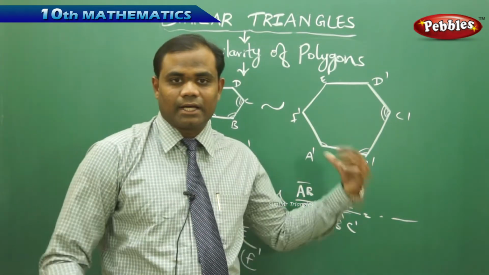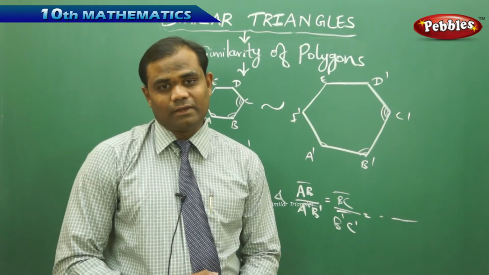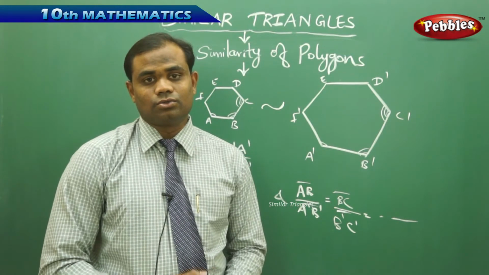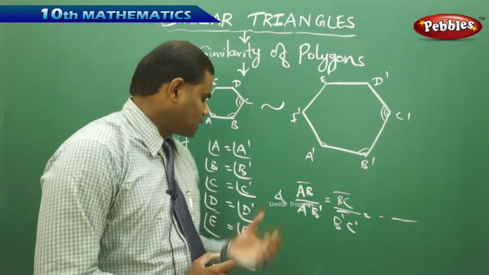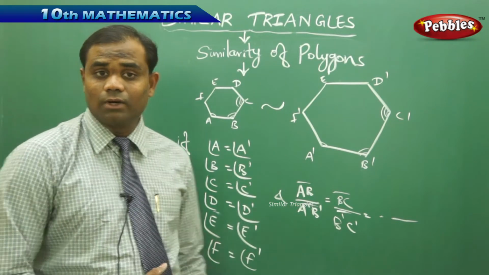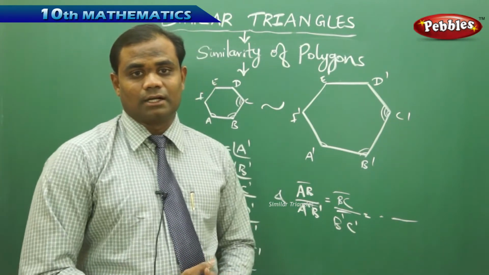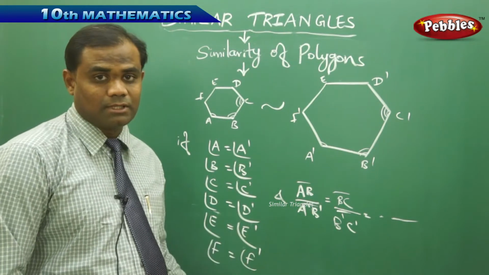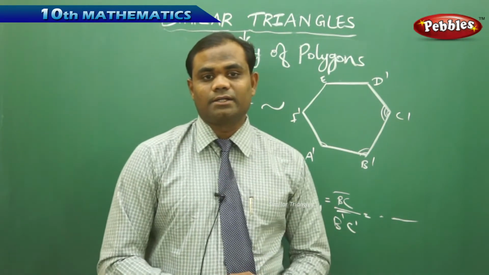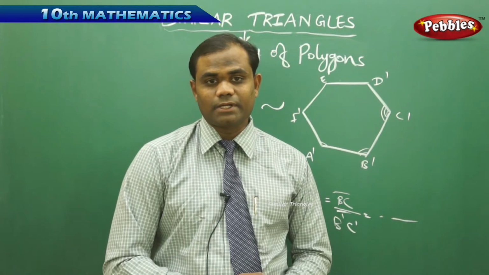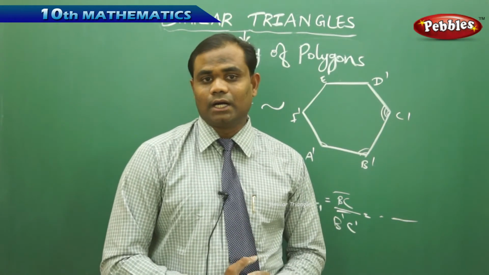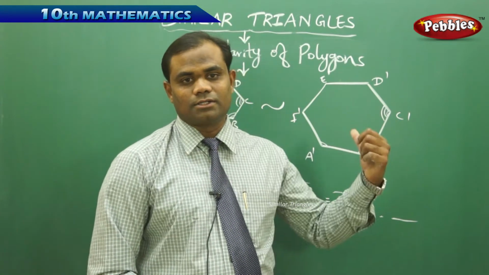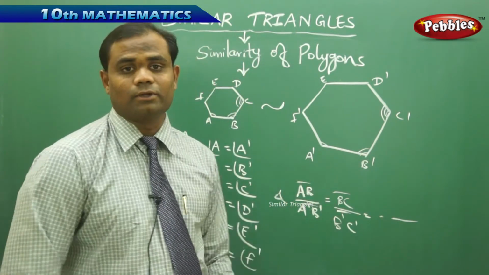So from this I conclude that whenever I have any n-sided polygon or a closed figure, the two objects are said to be similar if their corresponding angles are the same, however big the number of angles is. If the number of angles is more, still the corresponding angles must be equal and the corresponding sides must be in the same ratio. Then we say the two closed figures are similar to each other. This is how we understand the concept of similarity connected with polygons.